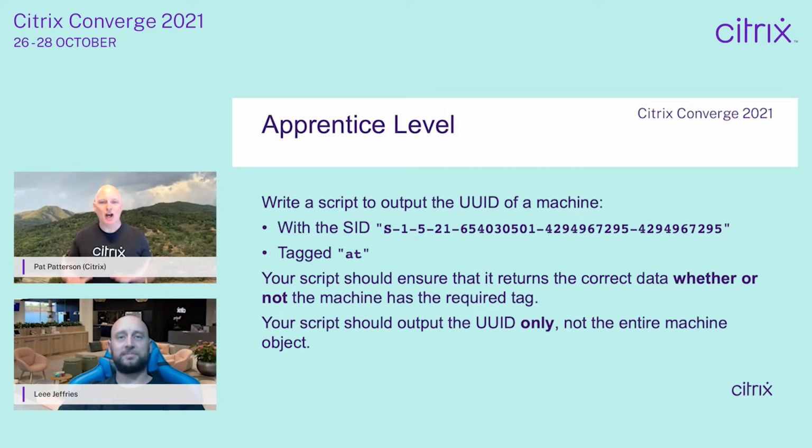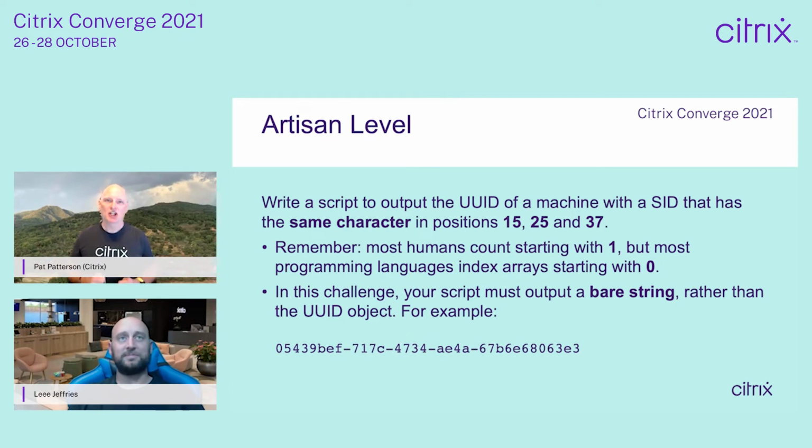Now, we know that a SID will uniquely identify a machine. So we put that in to say, okay, if that machine existed but did not have that tag, then your script should return nothing. And then there's one more detail to remember here is we're asking for just that UUID. We don't want the entire machine object with the whole description and everything else. We're just looking for that UUID. So our artisan challenge, the intermediate difficulty, is to write a script.